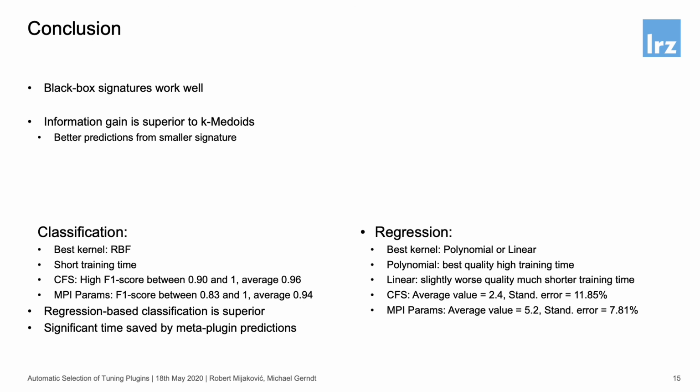predicted speedup had a low error of 11.85%, which looks quite big at the beginning, but I assure you that this is not really a big error for regression. And that is for the CFS plugin, and it's even lower for the MPI parameters plugin, at 7.18.